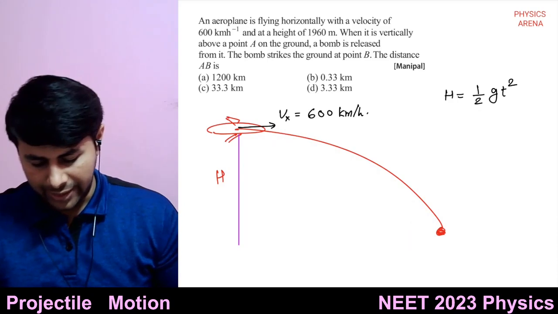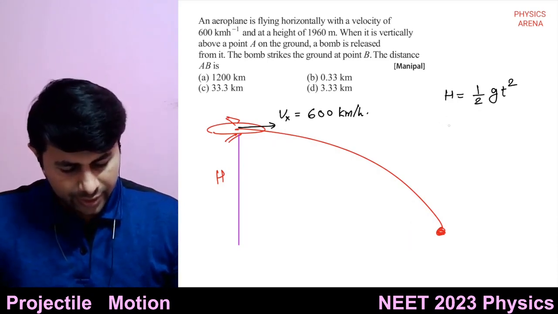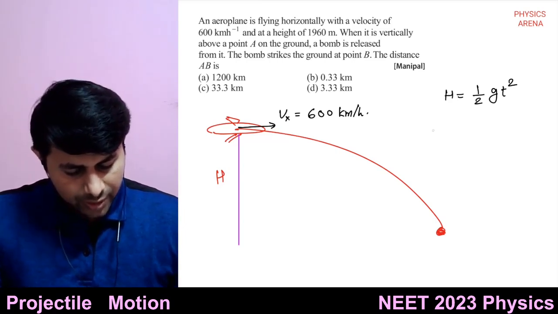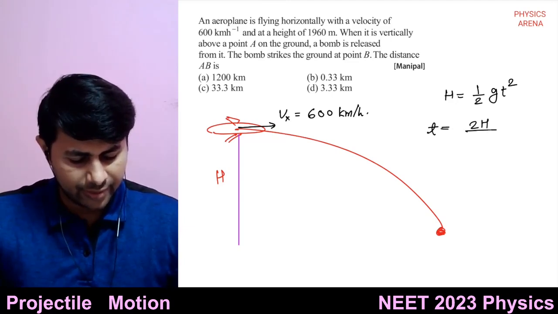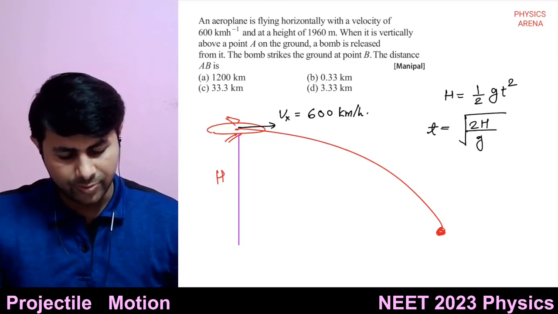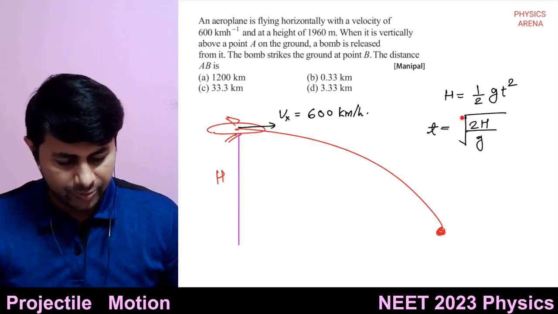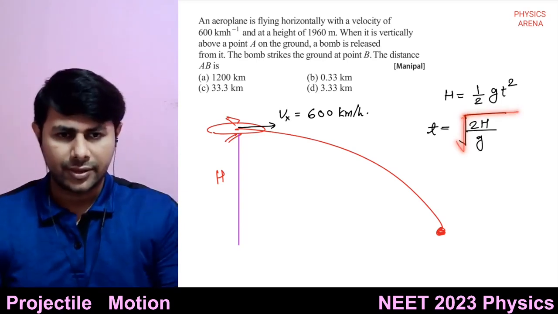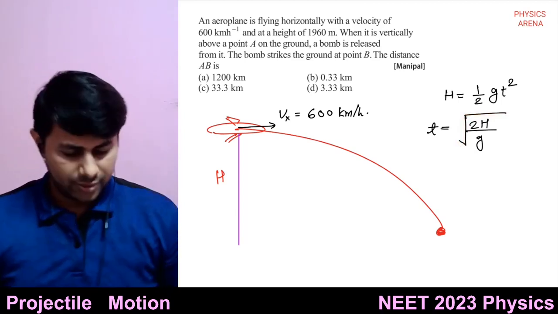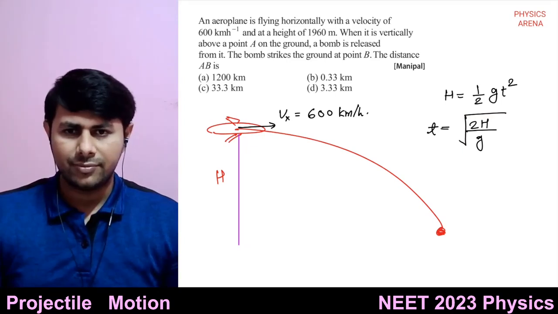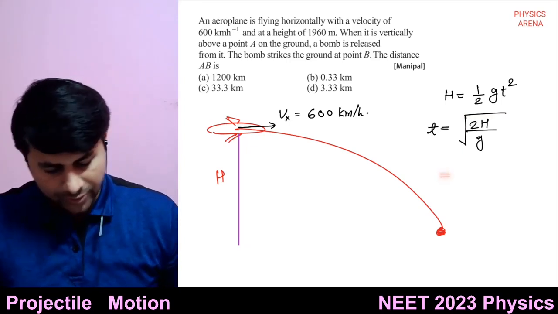So you can find out time from this. So t is equal to what? Square root of 2h divided by g. So you can directly remember this formula too. The square root of 2h upon g, right? So let's substitute the values.